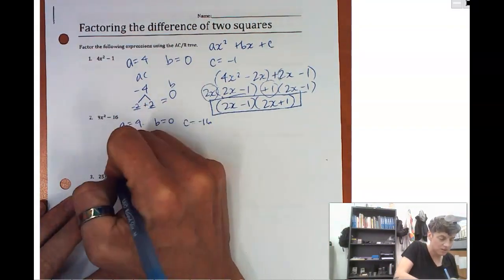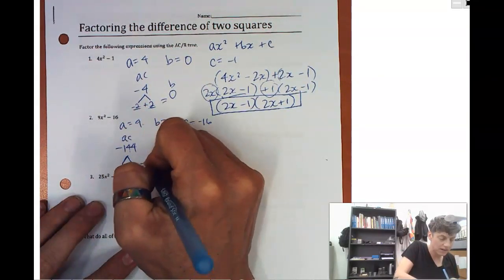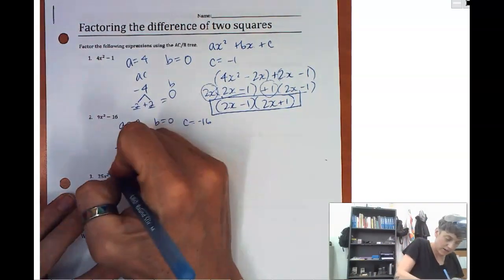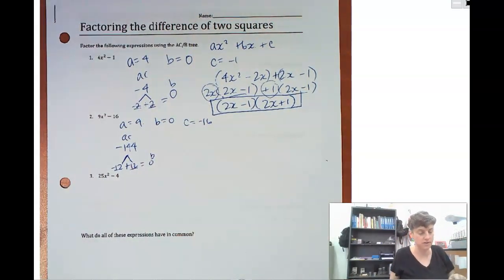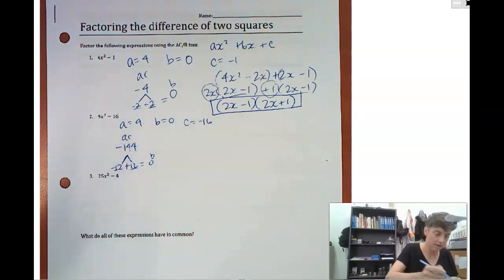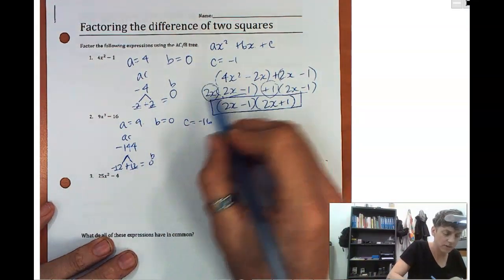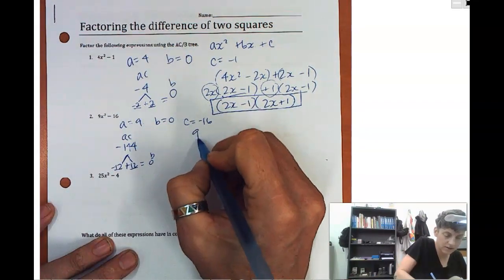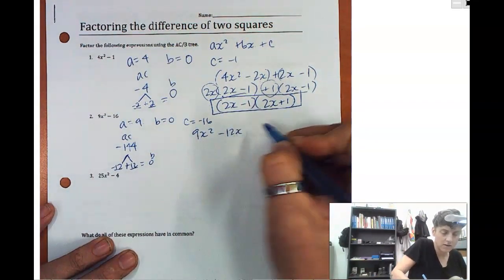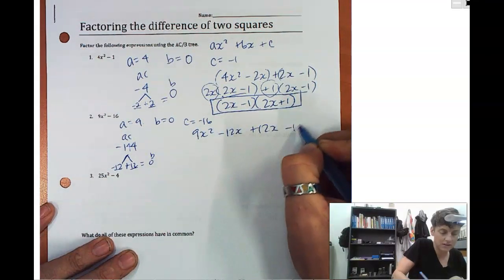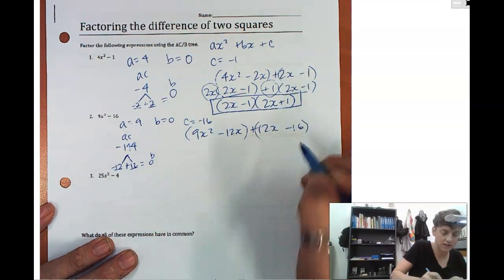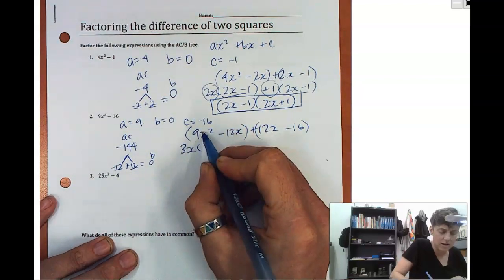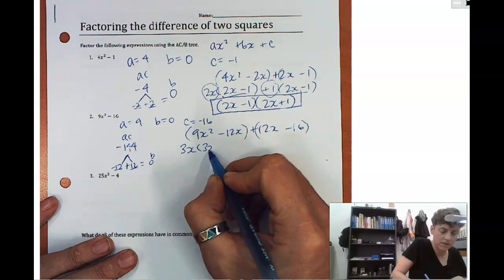Again, we need two numbers that multiply to be -144 and add to be nothing. So we've got -12 and +12. That multiplies to -144 and adds to nothing. So again, we split our middle into -12x and +12x. Keep the front: 9x squared minus 12x plus 12x minus 16. Group the first two and the second two. Take out a GCF, which would be 3x, and we're left with 3x minus 4.